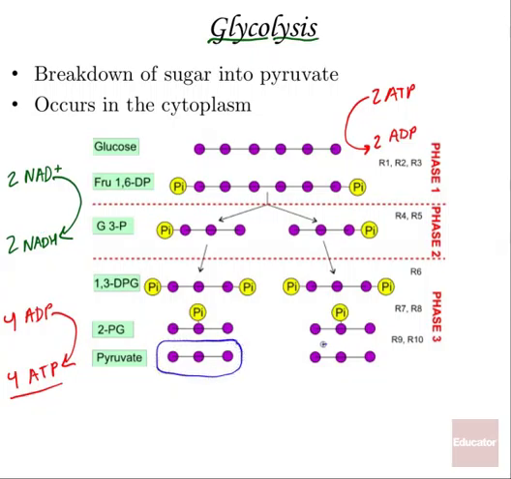2 pyruvates, also called pyruvic acid. So these 2 pyruvates each undergo a slight modification and enter what's called the Krebs cycle. So 2 Krebs cycles happen, 1 cycle for each of these, to continue the process of aerobic respiration. And these pyruvates, they're going to be going in the mitochondria.